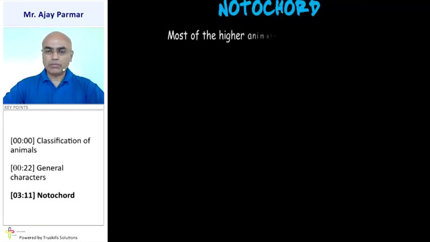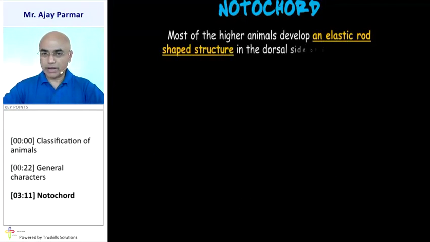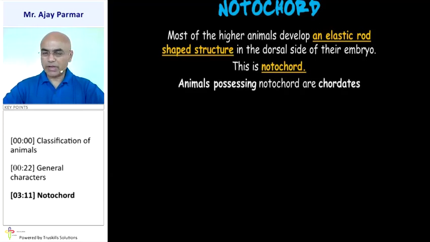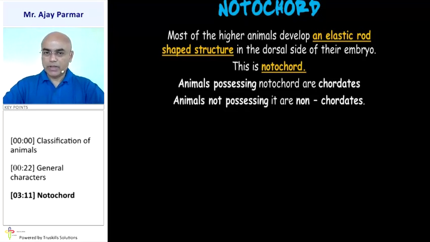Notochord. Most of the higher animals possess an elastic rod-shaped structure, especially in their embryonic stages, and that is found on the dorsal side of their embryo. This elastic rod-shaped structure is known as the notochord. On the basis of the presence of the notochord, we classify animals. Animals possessing a notochord are chordates, whereas the animals which do not possess a notochord are considered non-chordates. Non-chordates are the lower animals, whereas the chordates are considered higher animals.